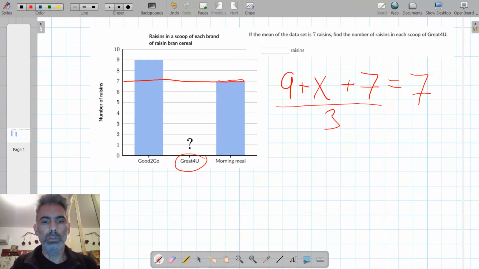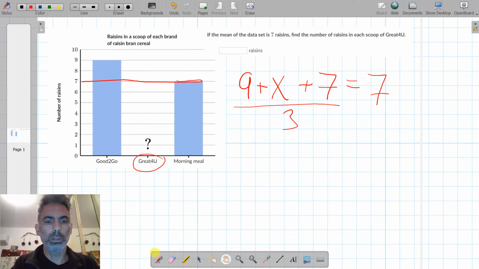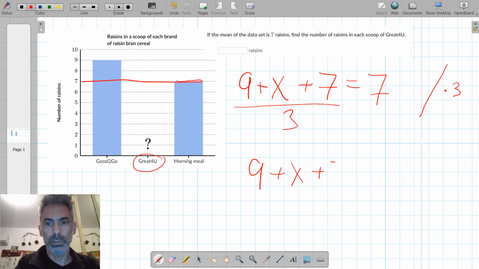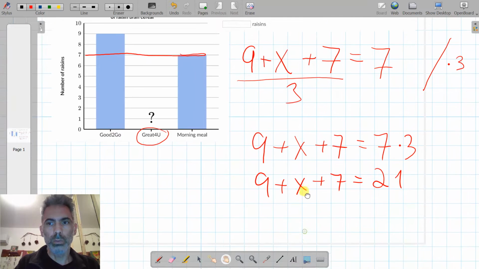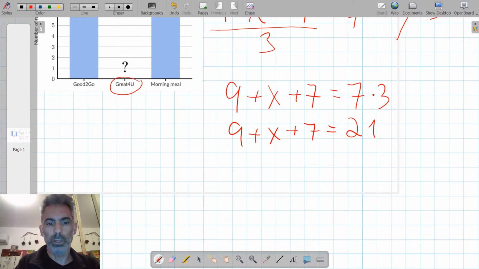So the first thing we need to do is to multiply both sides of the equation by 3 to get rid of this denominator. So we get 9 plus x plus 7 equals 7 times 3, which is 21. And now we simplify the left hand side of the equation. 9 plus 7 is 16, plus x equals 21.